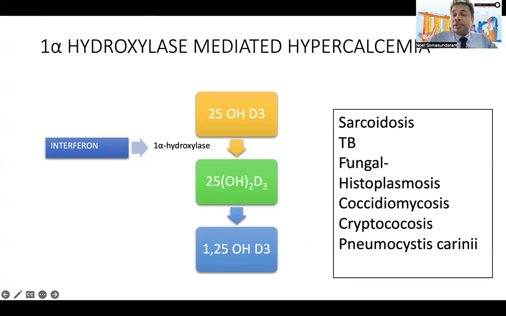Now we also know that tuberculosis and other fungal infections like histoplasmosis, coccidioidomycosis, cryptococcosis, and Pneumocystis carinii, which can give you granulomatous disease, can also give hypercalcemia. The hallmark is that there is high 1,25-hydroxy-D3 with a relatively lower or normal 25-hydroxy-D3.